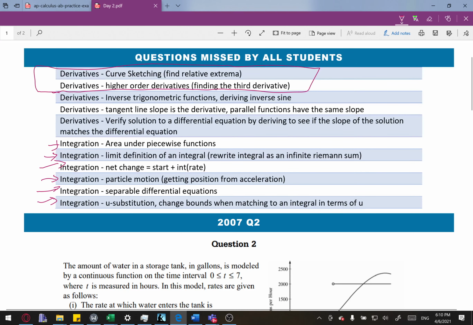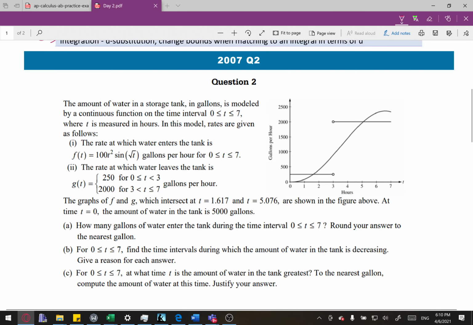Alright, so starting with this one. There's an amount of water in a storage tank, which is modeled by this continuous function from t equals 0 to 7 hours. In this model, the rate at which water is entering the tank is this function f of t. And the rate at which water leaves the tank is 250 for the first 3 hours and 2,000 for the last 4 hours in gallons per hour.